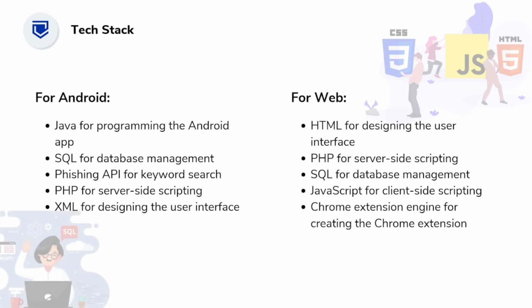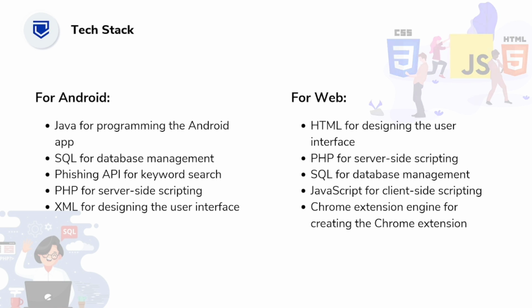Now we'll be talking about the tech stack. So the tech stack that we have used for Android application is Java for programming the Android app, SQL for database management, phishing API for keyword search, PHP for server-side scripting, and XML for designing the user interface. However, if we are considering the web platform, we have used HTML to design the user interface, we have used PHP to do the server-side scripting, SQL as usual for database management, JavaScript is here done for client-side scripting, and we have used Chrome extension engine for creating the Chrome extension.